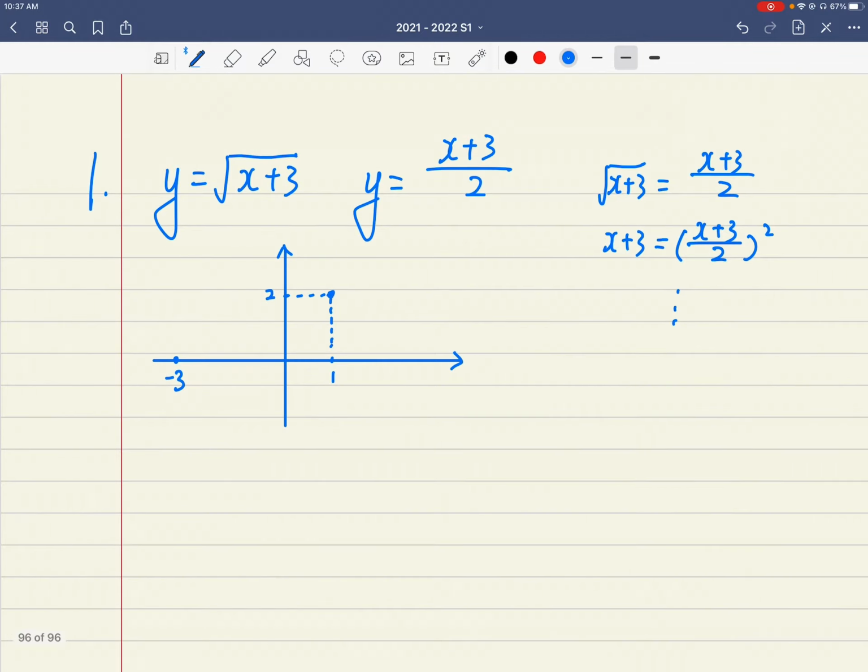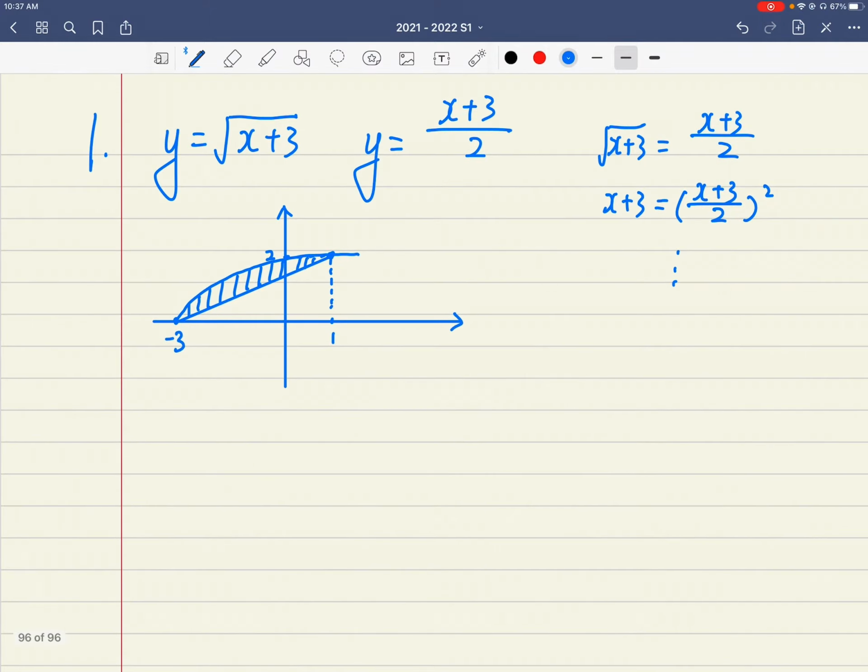Then what about the two functions? This function is very easy. It's a straight line, so all you need to do is connect the points. And this function is a curve like this. Then the question asks you to find this area, the area of this region.